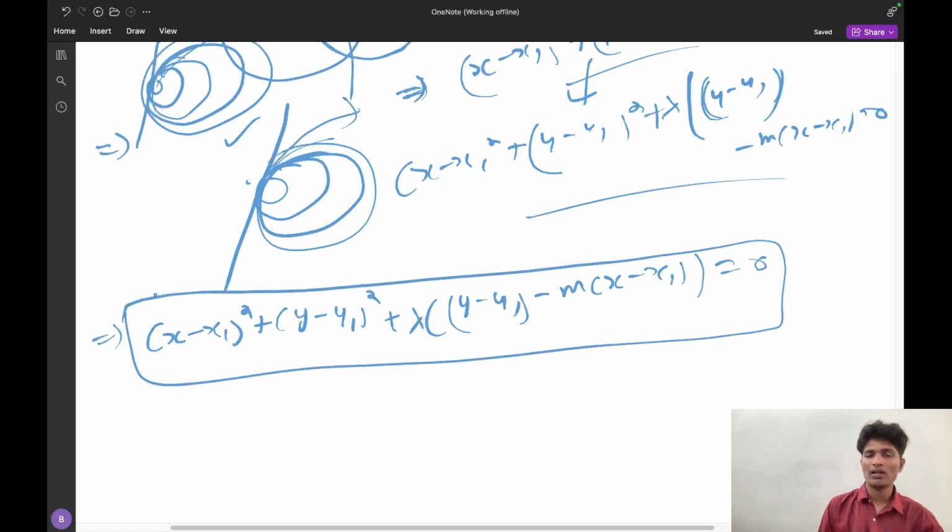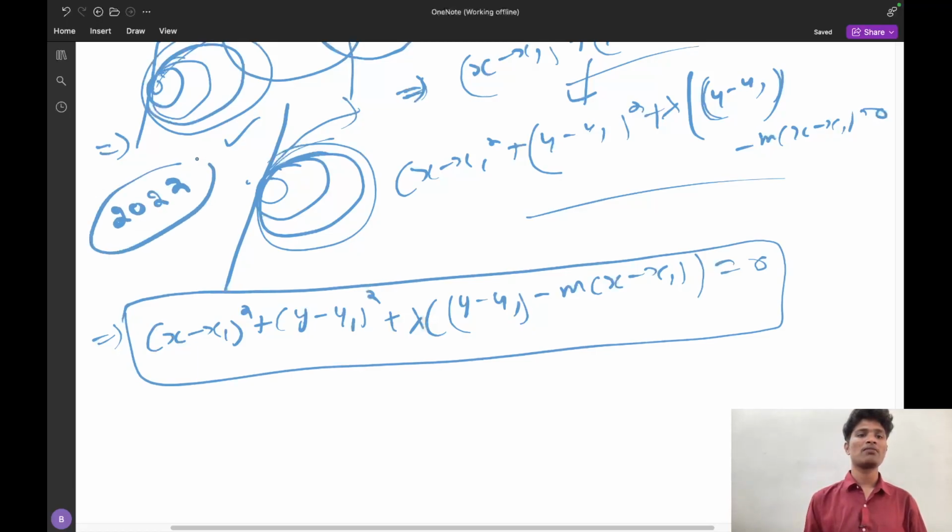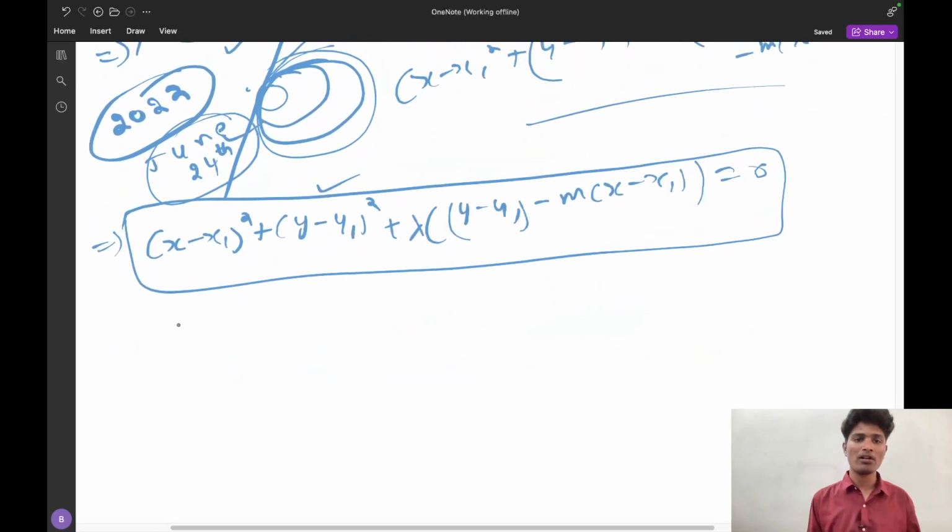You can find the question. I think it is a 2022 JEE question, I think the June attempt. I forgot the exact date, 24th June, the question was in my attempt. The equation is x minus x1 whole square plus y minus y1 whole square plus lambda times y minus y1 minus m into x minus x1 equal to 0. So this is the family of circles, and the concept is completed.